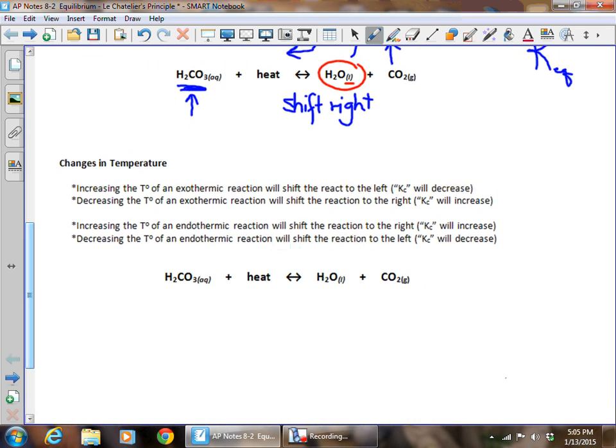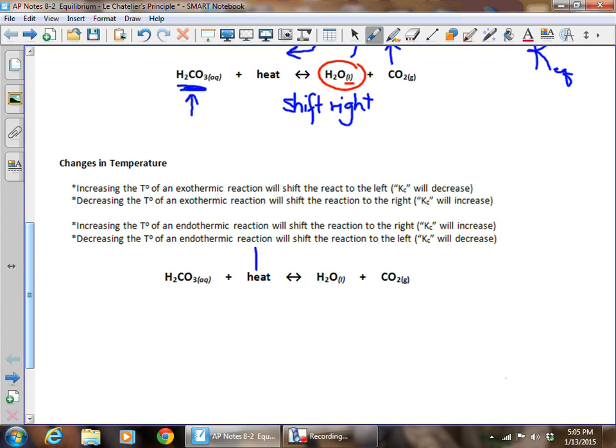What about a change in temperature? A change in temperature does the same thing as changing concentration. It depends on whether it's an exothermic or an endothermic reaction. The reaction as written here is an endothermic reaction because it has the heat being absorbed. That heat term is on the left-hand side.